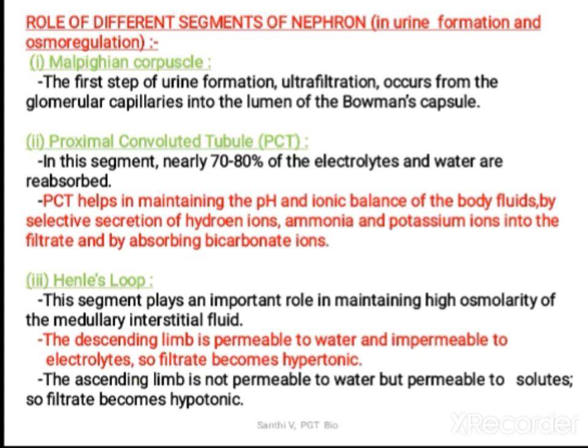Then Henle's loop. This segment plays an important role in maintaining high osmolarity of the medullary interstitial fluid. The descending limb is permeable to water and impermeable to electrolytes, so the filtrate becomes hypertonic. The ascending limb is not permeable to water but permeable to solutes, so the filtrate becomes hypotonic.